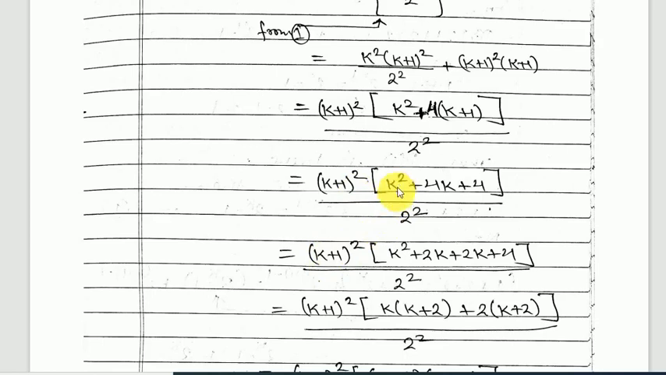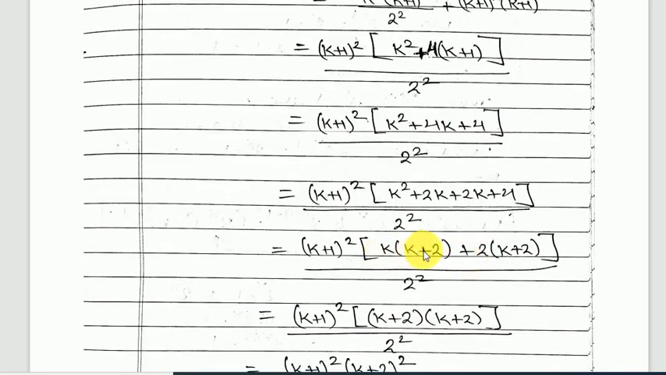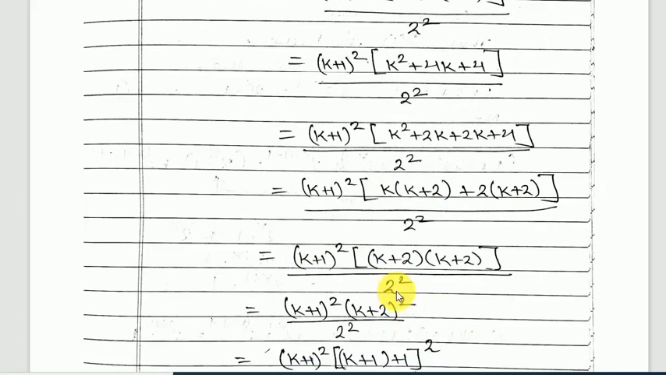Now next, in this you are getting a quadratic expression. 1 into 4 is 4, so think of two numbers whose product is 4 and sum is 4. So it's 2 and 2. So you just factorize it. And at the end you are getting k plus 1 whole square into the bracket k plus 2, upon 2 square.